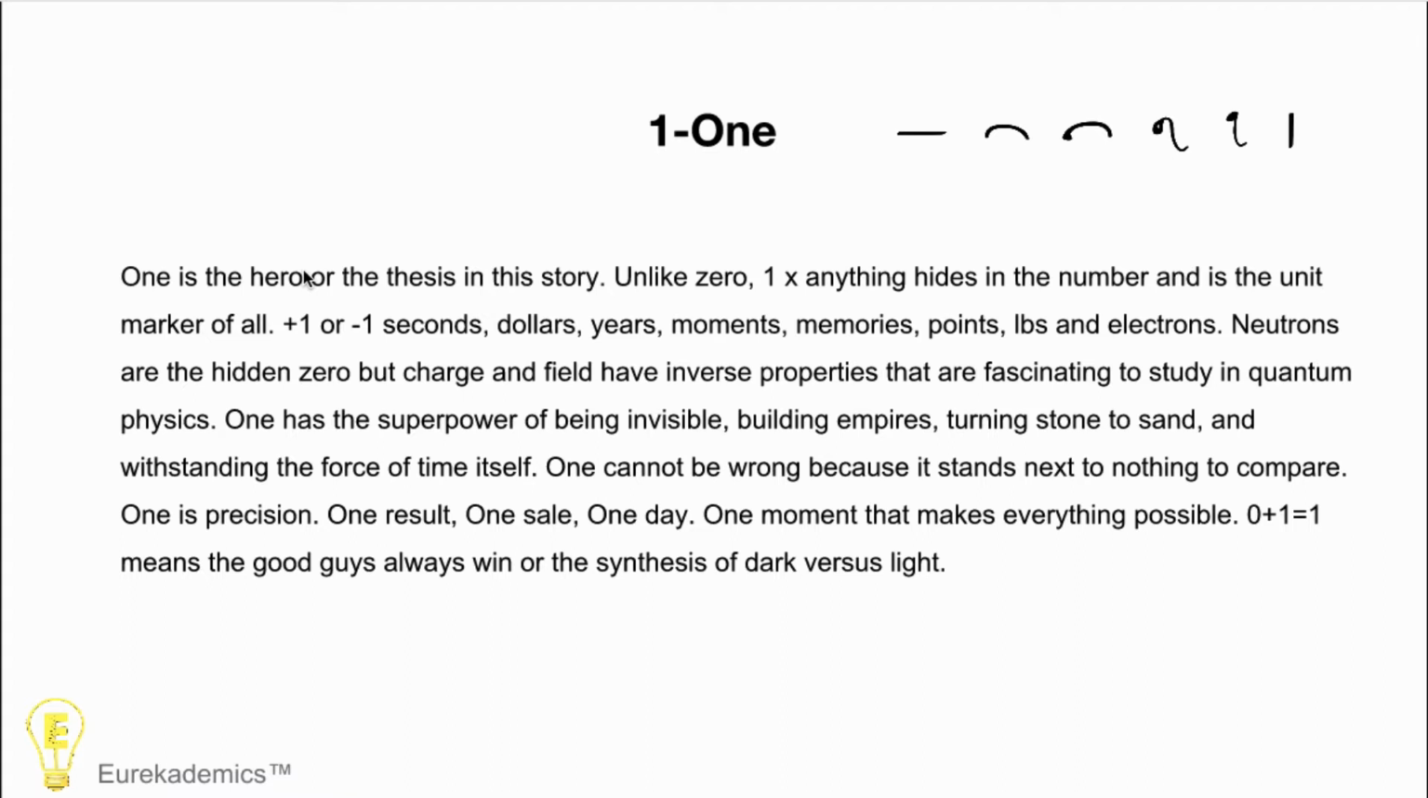Plus or minus 1 second, plus or minus $1, years, moments, memories, points, pounds, and electrons. Neutrons are the hidden zeros, but change and field have inversion properties that are fascinating to study in quantum physics. 1 has the superpower of being invisible in algebra, building empires, turning stones to sand, and withstanding the force of time itself. 1 cannot be wrong because it stands next to nothing.